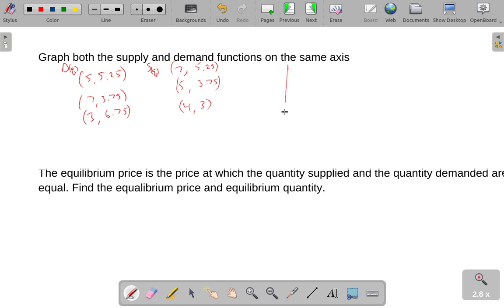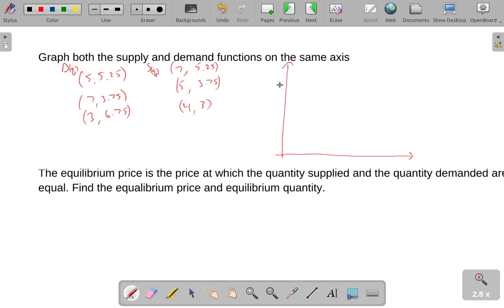Alright, so let's graph this. I'm not going to bother with any of the quadrants 2, 3, or 4 because it's not possible to produce or sell a negative amount of items. It also doesn't really make sense in general to have a negative price or negative cost. So that's why it makes sense to stick with the first quadrant here.